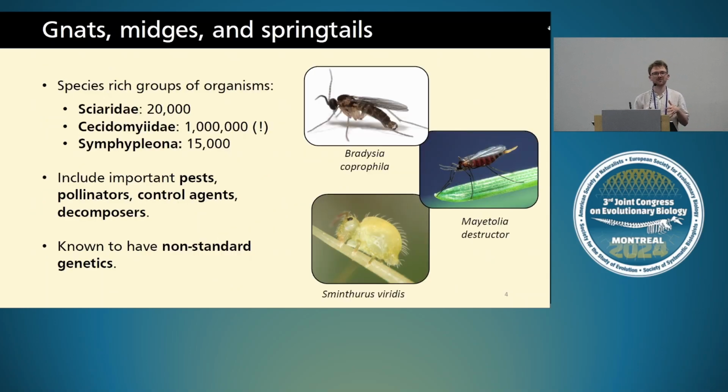So three groups of interest that I'm going to be talking about today are the fungus gnats, the gall midges, and the globular springtails. These three groups are really species rich. They comprise tens of thousands, if not millions of species in some of these groups. And they're ecologically incredibly diverse. They include pests, but also pollinators, and they span from the Arctic down to the tropics. But what unites these three very diverse groups is they share the same non-standard genetics.